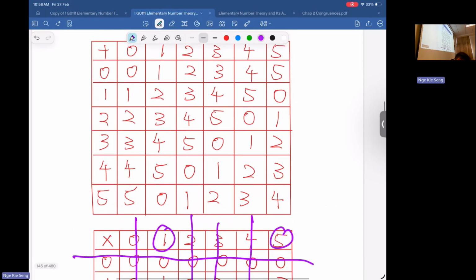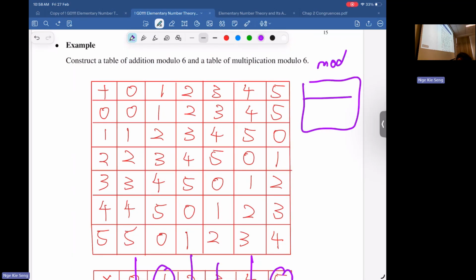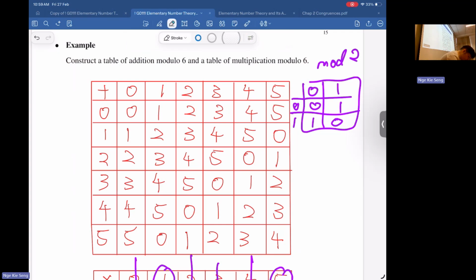Why I'm saying it's Z mod 2, because if you form a modulo 2, this is extra knowledge. So if you form modulo 2, the addition table here, you get 0, 1, 1, 0. Like that. There's only two different elements. Sorry, this one is the addition.